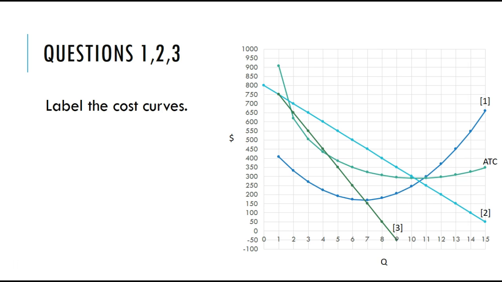All right, so you label the curves. Well, that's pretty straightforward. The first curve is the marginal cost curve. The second curve is the average revenue curve, or from the perspective of the consumer, the demand curve. And the third curve is the marginal revenue curve.